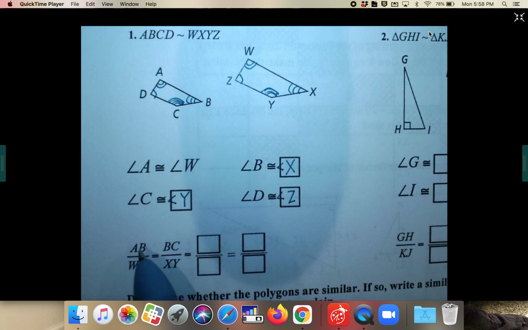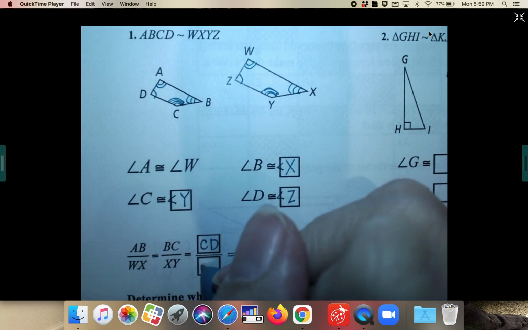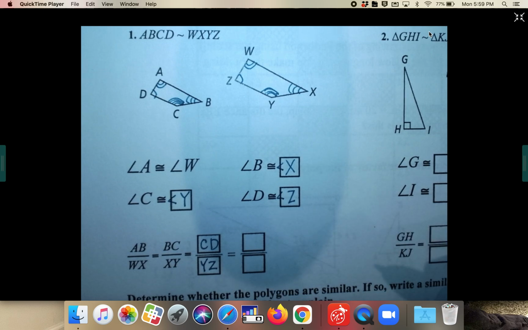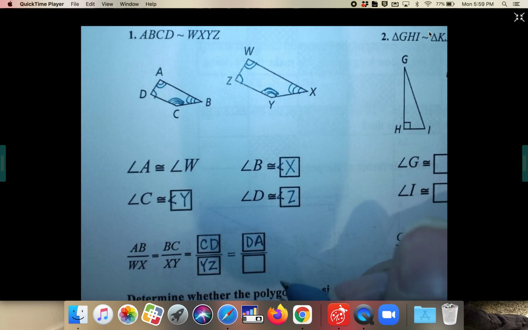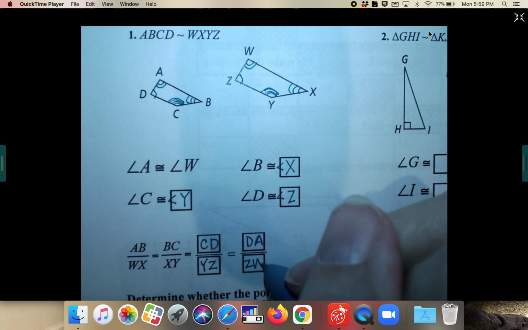So side AB over side WX is equal to the side that matches up, BC over XY. And then let's look at what we haven't said yet. We haven't said CD, which would be over YZ. And then lastly, D back to A, and then Z back to W.